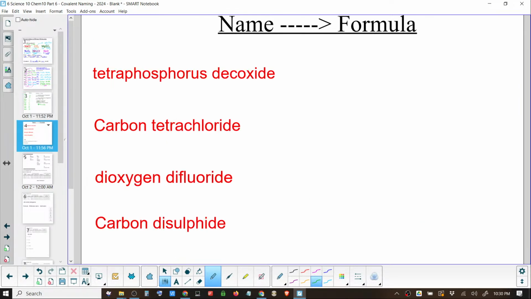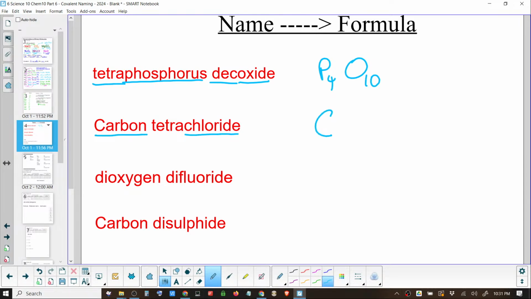So try these four going backwards. Given the name, work out what the formula is. Tetraphosphorus, so phosphorus is P, tetra is 4, oxide is O, oxygen, deca is 10, so it'll be P4O10.